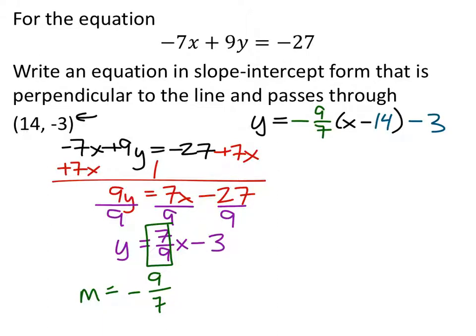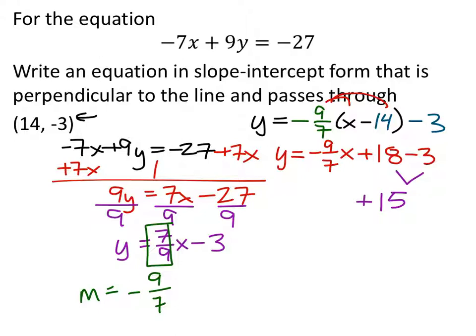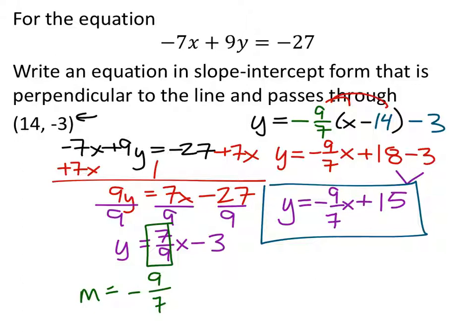All right, I went back to my point slope form though, okay? So now what we'll do is distribute our negative 9/7. Okay, well now it's just a matter of combining like terms. And we do have the 18 with the negative 3, which when we combine gives us a positive 15. So the final equation of a perpendicular line, y equals negative 9/7 x plus 15. There we go.